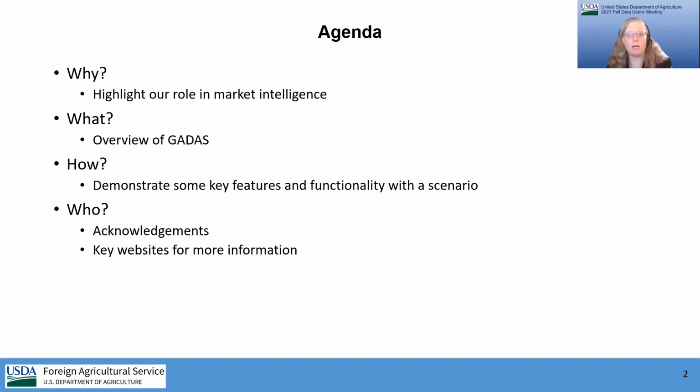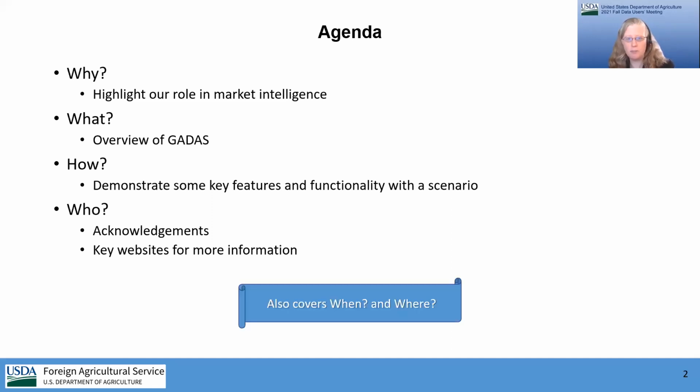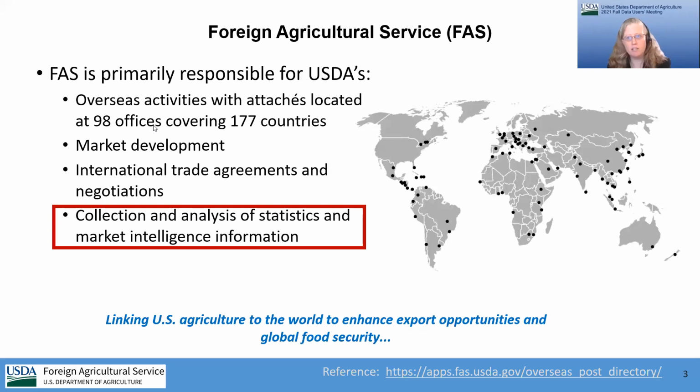And then we'll wrap up with some acknowledgements and key websites that you can peruse on your own for more information. As I mentioned, I am a geographer, so fear not, we will also cover when and where throughout this presentation. So to cover that background, the Foreign Agricultural Service has overseas activities with attachés located at 98 offices covering 177 countries.